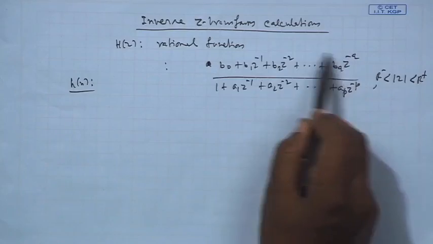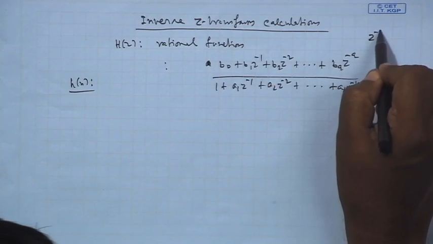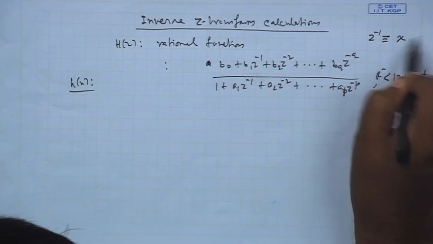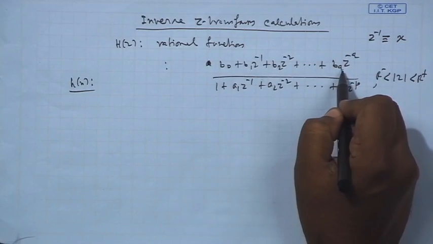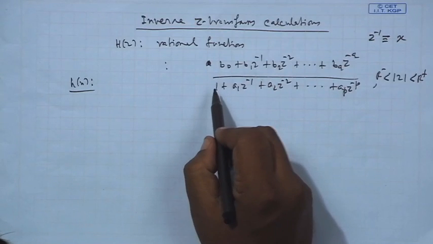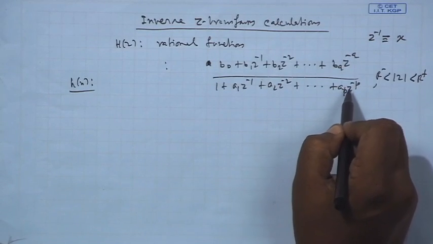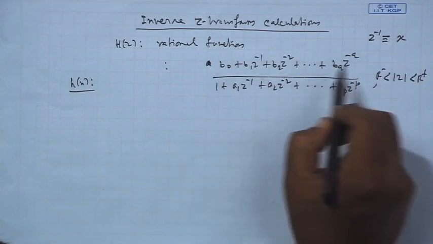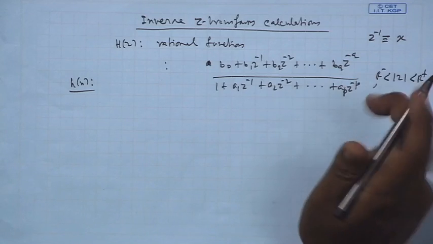For that, first thing you should ensure is that the numerator polynomial is a polynomial in Z inverse. Z inverse you can replace by some variable called x. So it is b0 plus b1 x plus b2 x square up to bq x to the power q, and in the denominator 1 plus a1 x plus a2 x square up to ap x to the power p. You first make sure that the numerator polynomial power, that is q, is less than p.